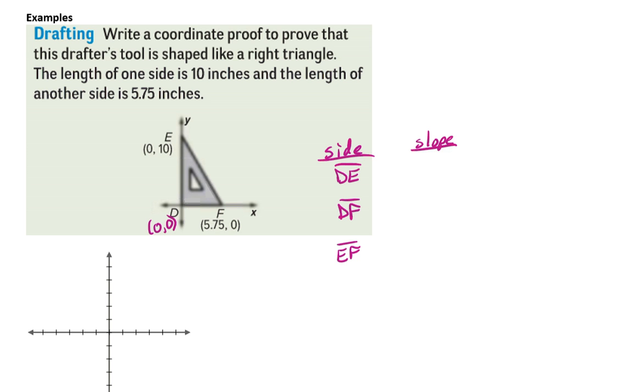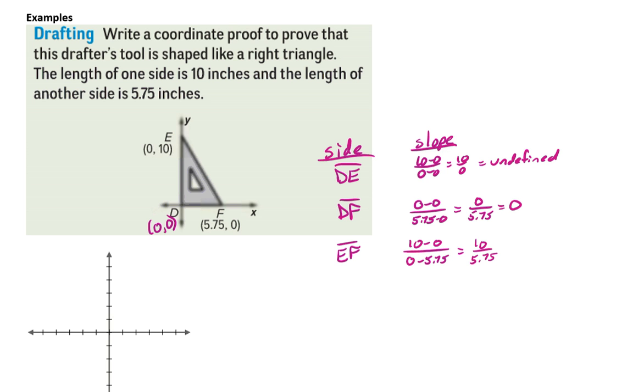So the slope of DE would be 10 minus 0 over 0 minus 0, which is 10 over 0, which is undefined because we're not allowed to divide by 0. But that makes sense because it's a vertical line. Vertical lines have an undefined slope because there's no change in x. If I look for the slope of DF, that's going to be 0 minus 0 over 5.75 minus 0, which is 0 over 5.75, which is 0. And then my slope of EF would be 10 minus 0 over 0 minus 5.75, which is 10 over 5.75.